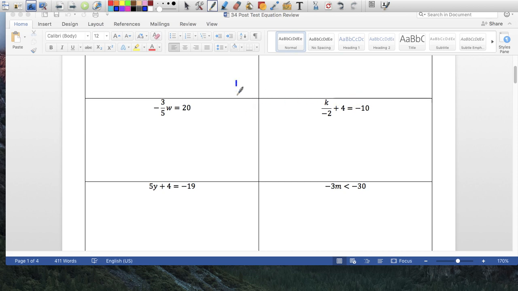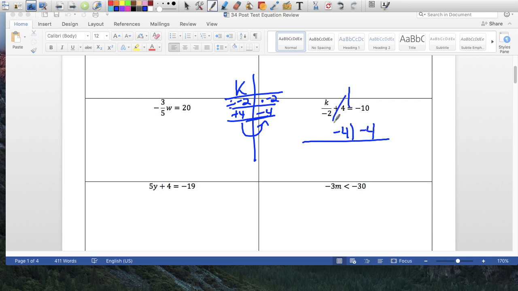So now we have a variable k, which is being divided by negative 2 and then added to 4. Going backwards, we're going to subtract 4 and then times negative 2. Okay. So line in the middle, minus 4, minus 4. This will cross out to 0. I'll bring down k over negative 2. Negative 10 minus 4, right? It's going to be negative 14.